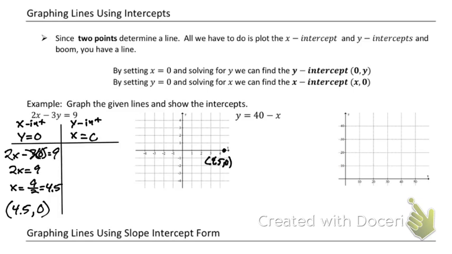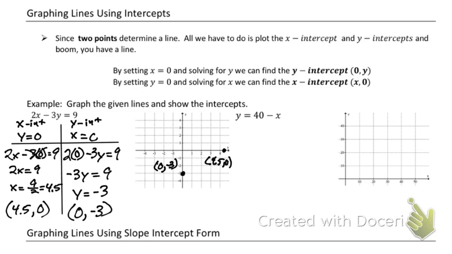All right, y-intercept. Replace x with 0, so we would have 0 minus 3y. I'm going to write it all out just because it's your notes. So I have 2 times 0 minus 3y equals 9. That's going to give me negative 3y equals 9. That's going to give me y equals negative 3. So where x is 0, y equals negative 3: (0, -3). Our line goes through those 2 points. That is our line.